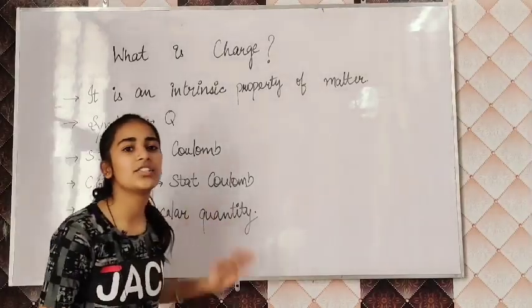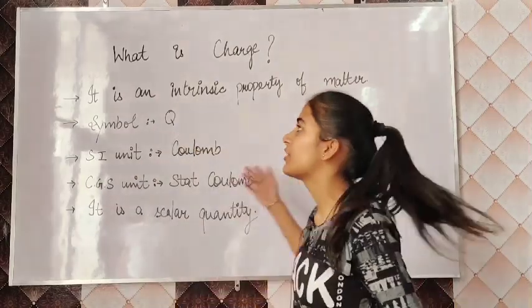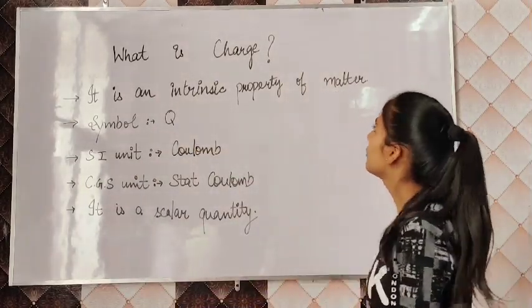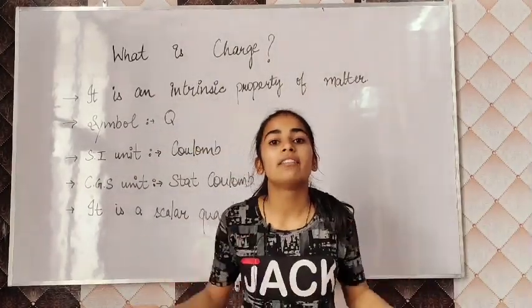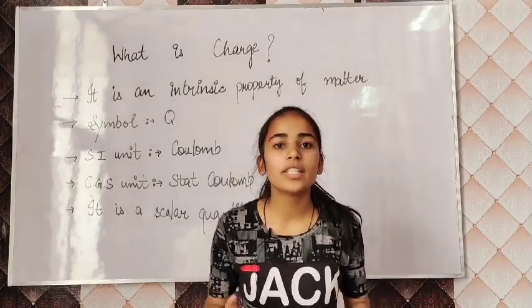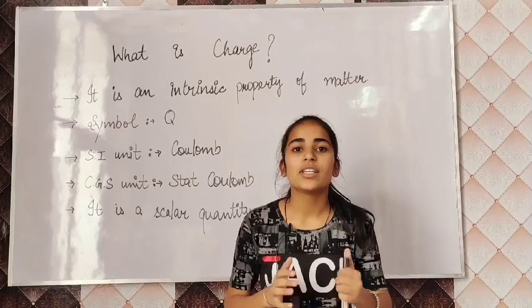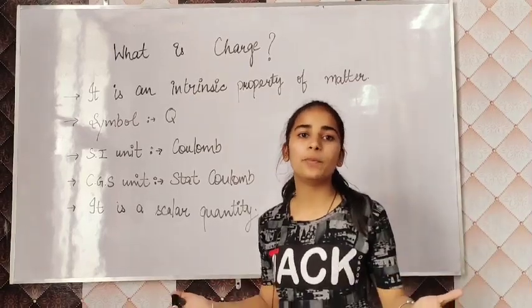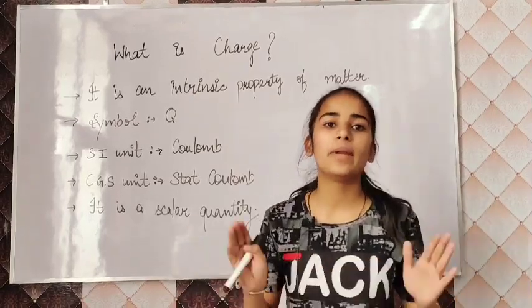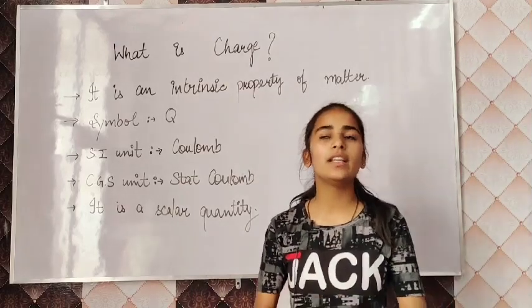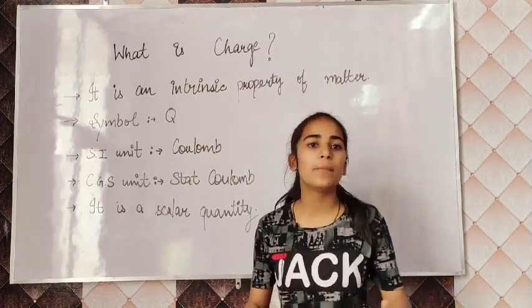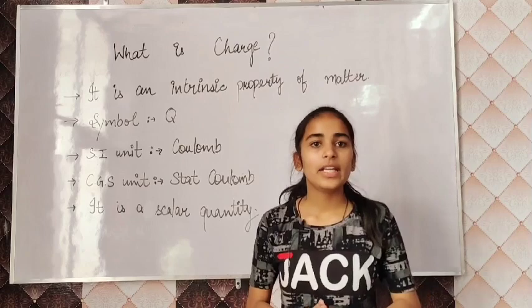So now, what is charge? Here is the definition of charge. It is an intrinsic property of matter. Now, what is an intrinsic property? Intrinsic property means independent property. Yes, charge is an independent property. Independent property means it is not dependent on any other quantity. For example, charge is not dependent on the speed, right?